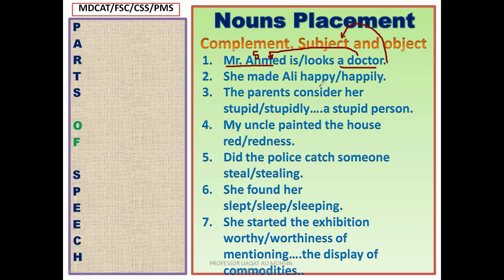She made Ellie happy. Now, made Ellie, Ellie is the receiver. Happy is adding into Ellie. That is called object complement, because made is a verb. Who made? She made. Who's the receiver of made? Ellie. And Ellie is added with the word happy.